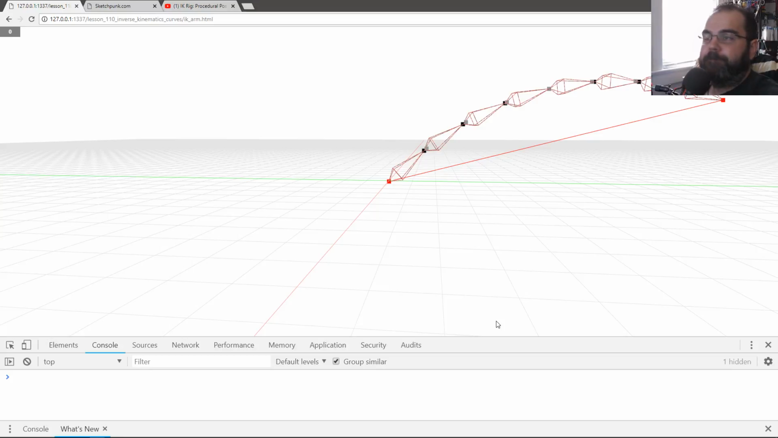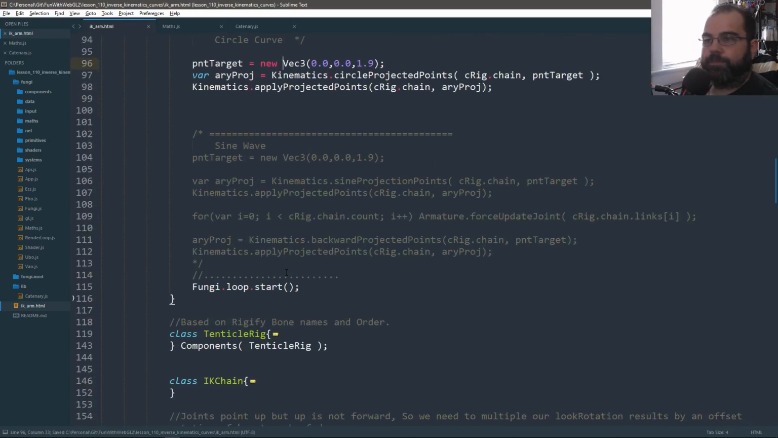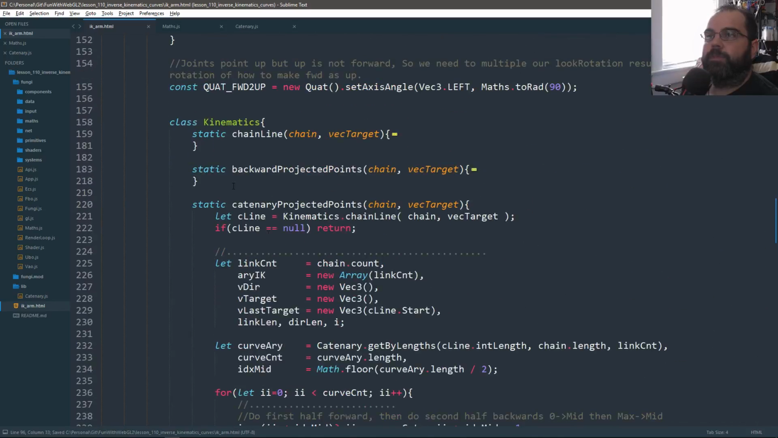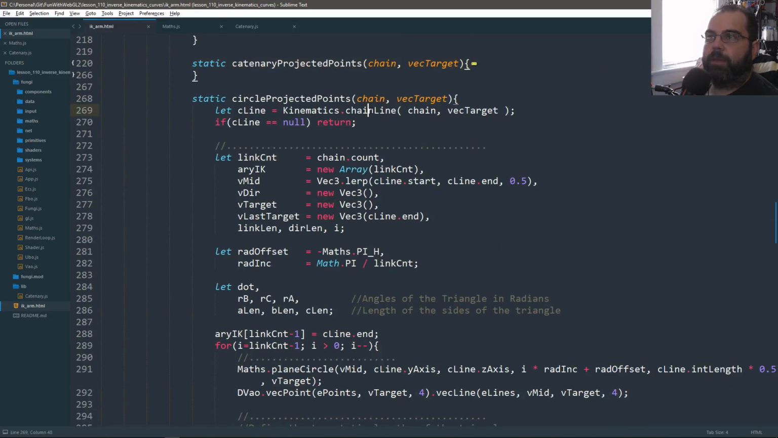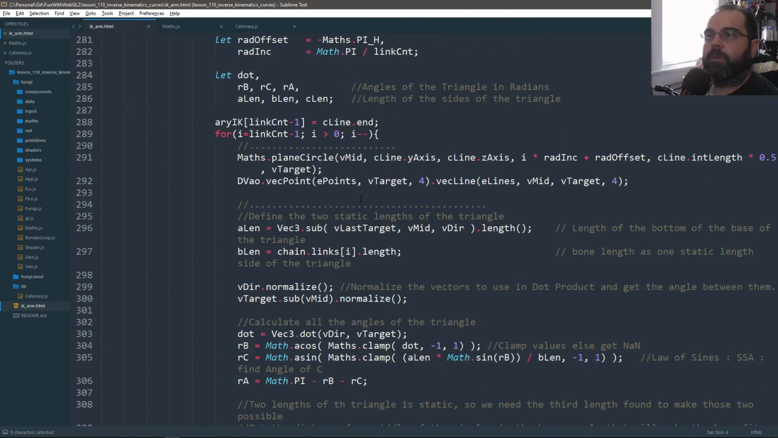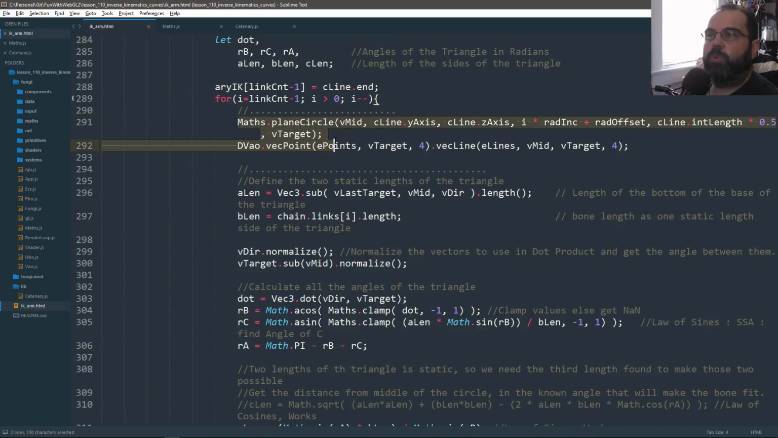All right, so that's the catenary curve. Now we're going to use the circular curve. So that's catenary. Now we have the circular curve. It follows a lot of the same ideas. We still grab the chain information. And so we get the point on the circle that we want. We have to calculate its length. We got the two lengths. Like I said, we need two lengths so we have an angle.